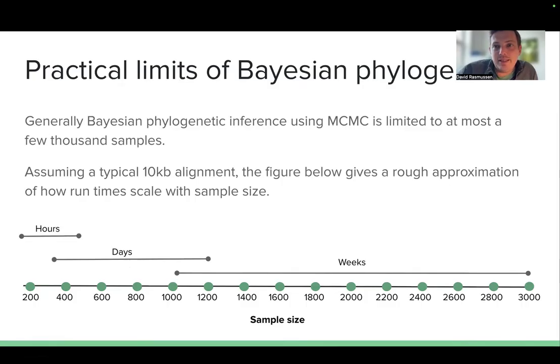So we can see that there's inherently diminishing returns with using Bayesian MCMC to reconstruct bigger and bigger trees. It's going to take us exponentially longer and longer the larger our sample sizes are.